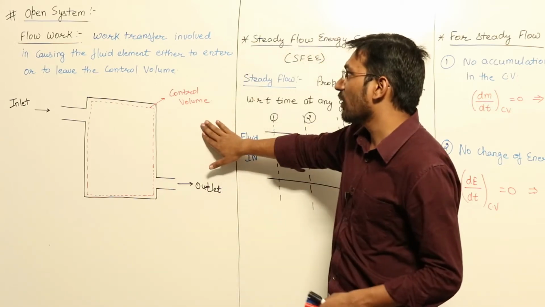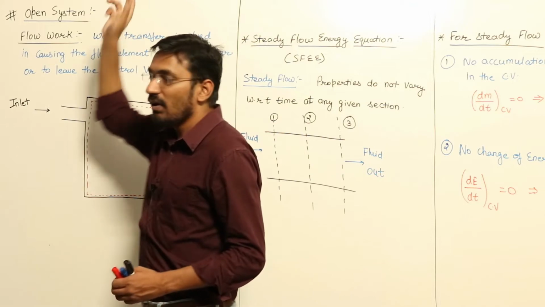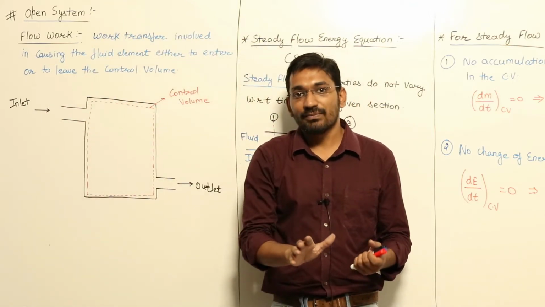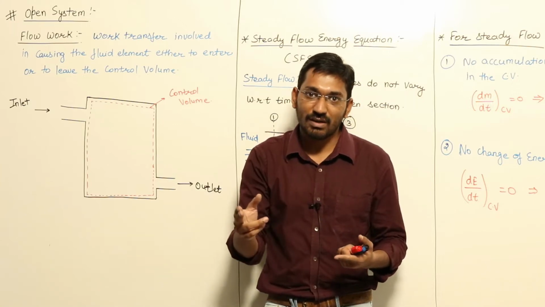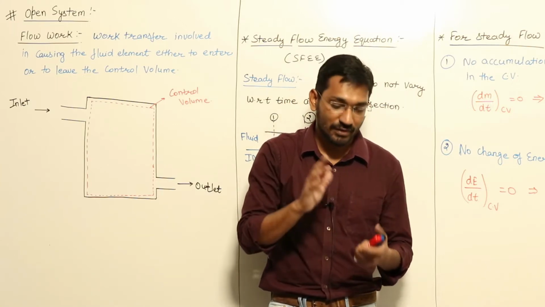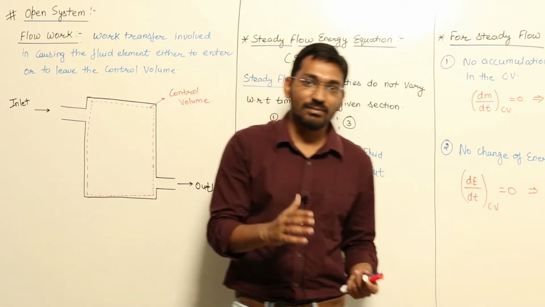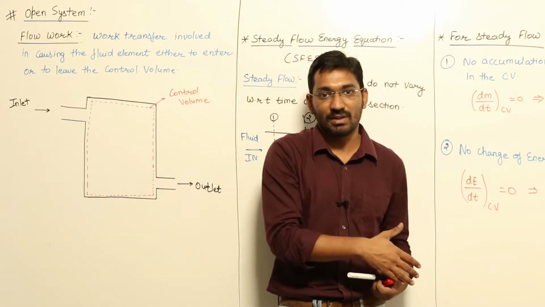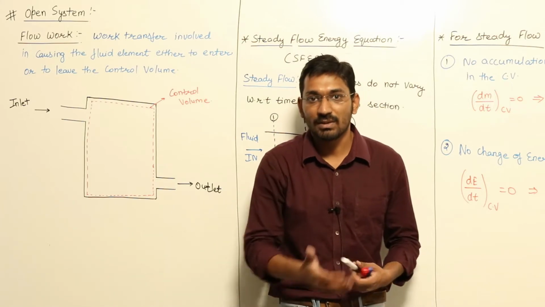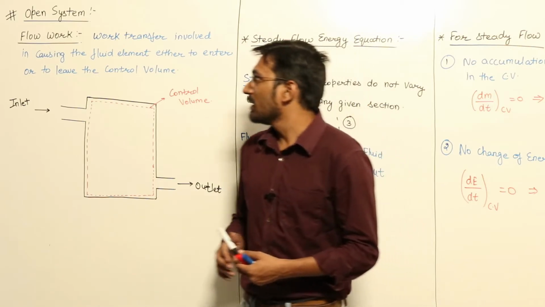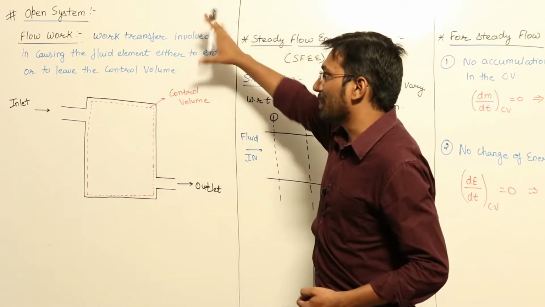Now we move on to the open system. We already know the meaning of open system. In an open system, there is both mass transfer as well as heat or energy transfer. Mass is also transferred from the system. Either mass is coming into the system or mass can go out of the system, and energy can also enter the system or leave the system. So we are now discussing the open system.